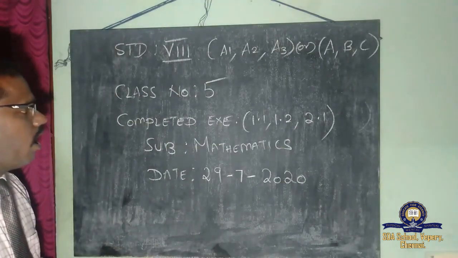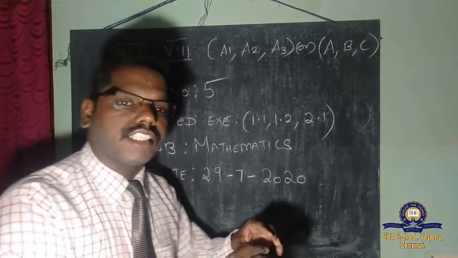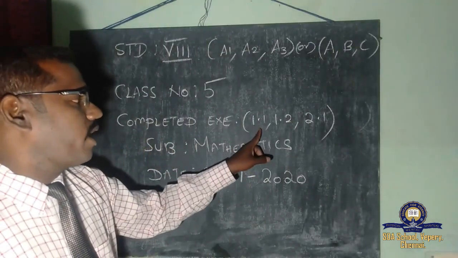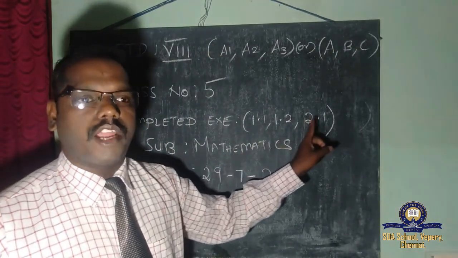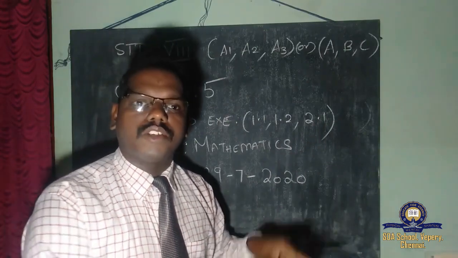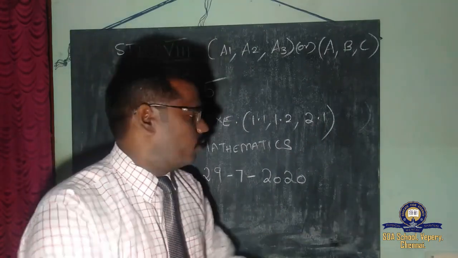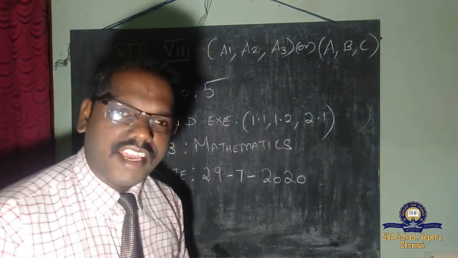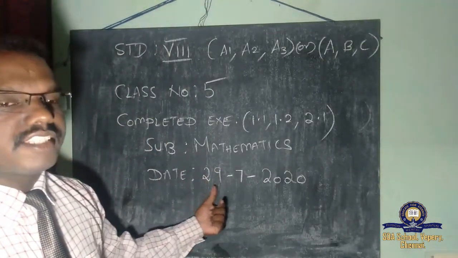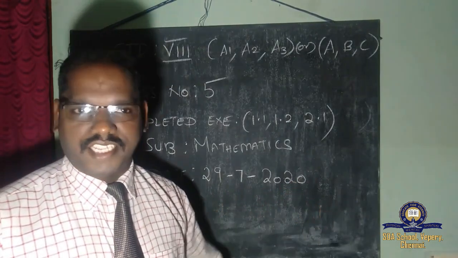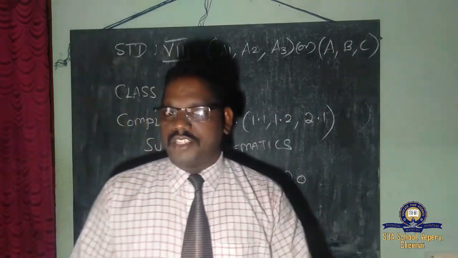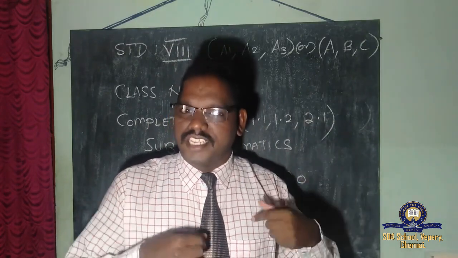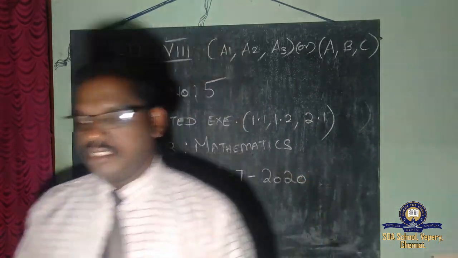Okay, the exercises that we have completed are exercise 1.1, 1.2 and 2.1. But today we are going to see exercise 2.2. Today is the maths class. What is the date today? 29/7/2020, isn't it? This is to make you alert about the class which is going on now. Note it down.